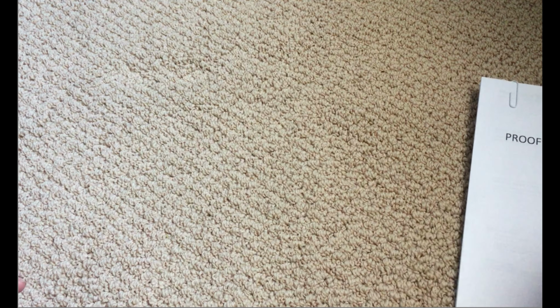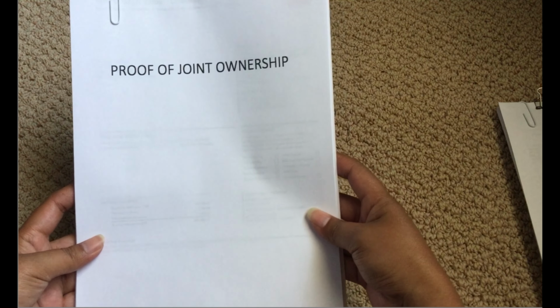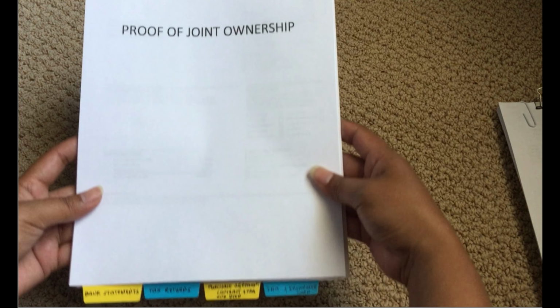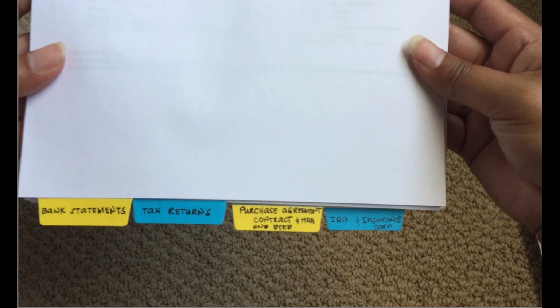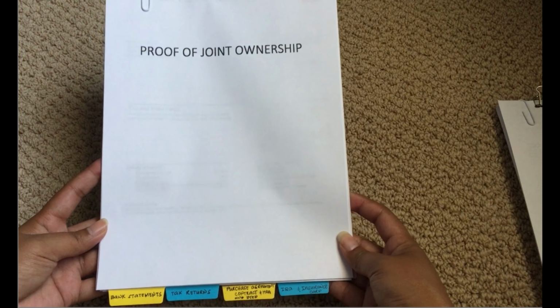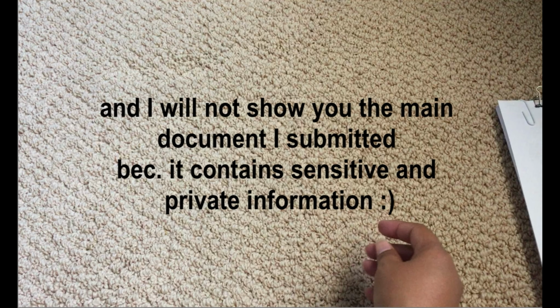The next file is the proof of joint ownership. These are the bank statements, tax returns, purchase agreement contract, HOA and deed of sale, IRA, and insurance card. So please provide as much joint ownership as possible. And I will not show you the information or the samples that I submitted because it contains some sensitive and private information.